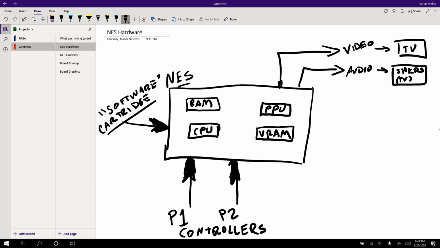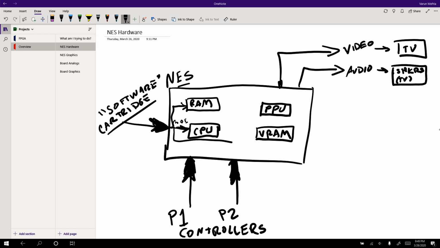Basically what happens is, you turn on your NES, and the software in the cartridge is going to provide some code to the CPU. The CPU, depending on what that code says, is then going to start to run that code, and it's going to perform the operations that are specified. That could include loading data from the cartridge into RAM.